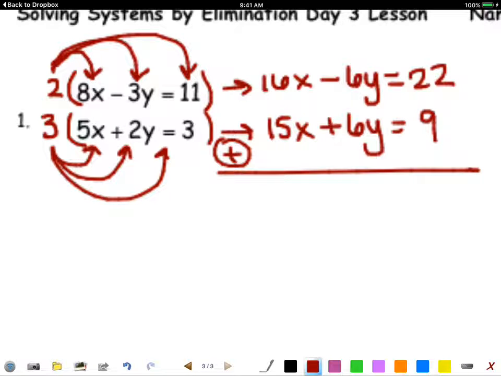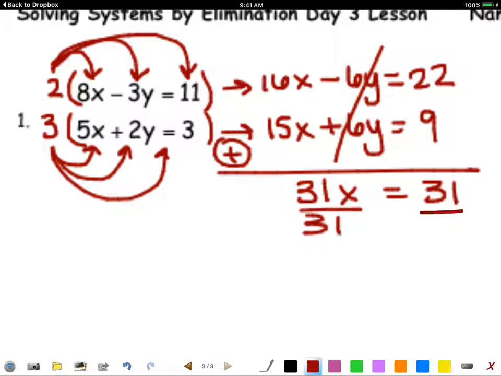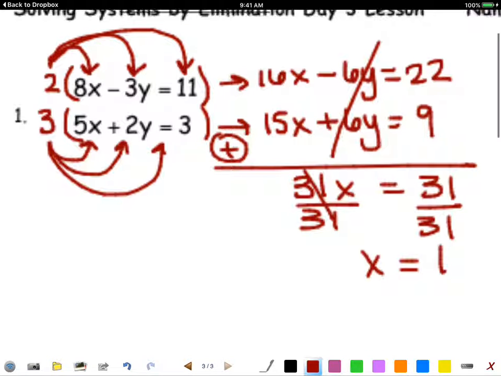Okay, so now the y's will eliminate, which is what we would like to happen anyways. So then 16 plus 15 would be 31x. 22 plus 9 is 31. What do we do next? Divide by the number in front of the x. And so x equals 1, right?